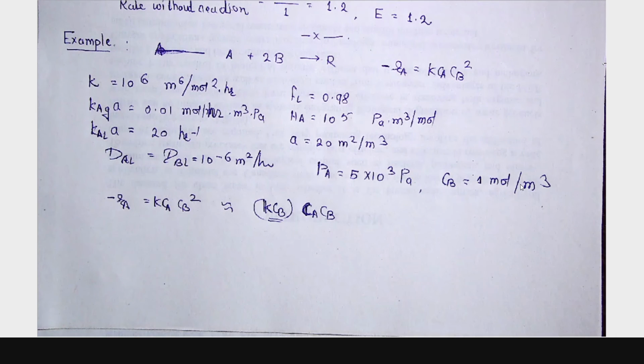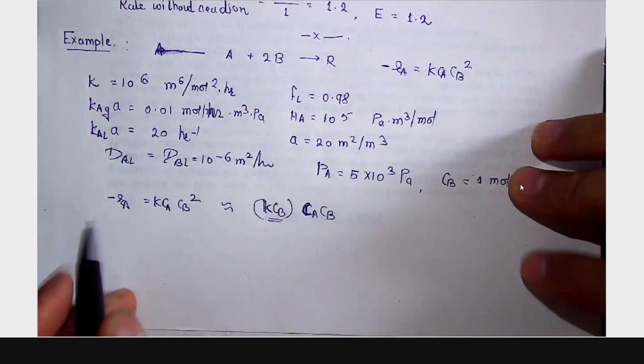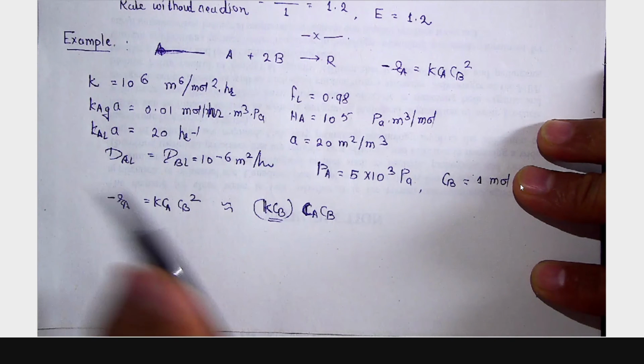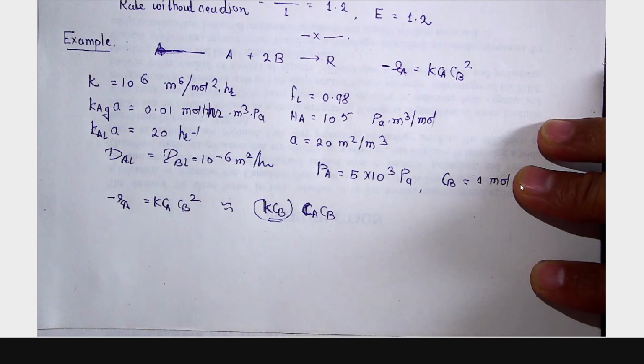First we'll find out the MH value, because we have to know the regime, and only then can we go for the enhancement factor and other parameters. First the enhancement factor is needed.